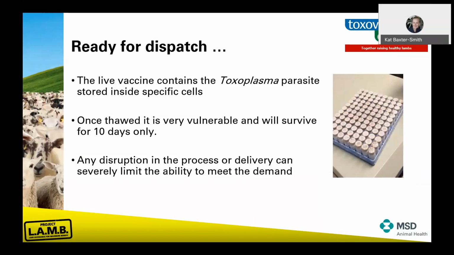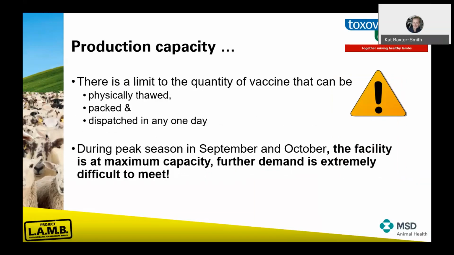Also, we're limited as to how much we can pack and dispatch of the vaccine. So our peak season is September and October. That's when everybody wants to vaccinate because they're all tupping at that point. So we are at maximum capacity then. If anything goes wrong, or if we get any kind of surge in demand at that time, it can be difficult for us to meet because we have to plan for exactly the amount that we think we're going to get.